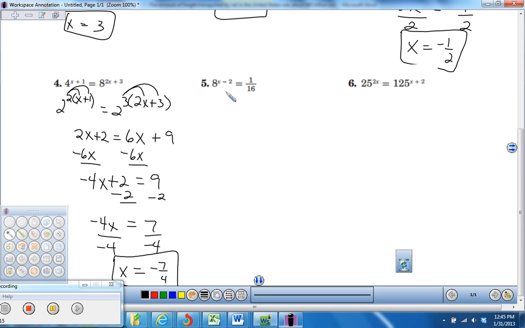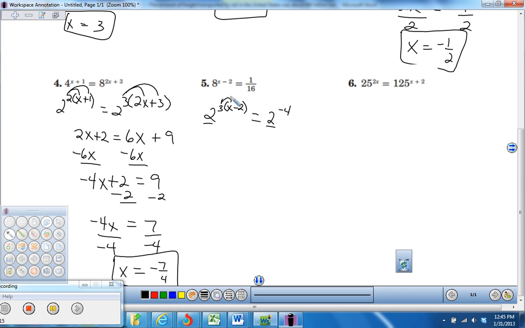Okay, now for number 5, okay, they don't have the same base. There's a temptation maybe to try to make it 16, but you can't. If you square 8, you don't get 16, you get 64. So we're going to write this in terms of 2. So 2 to the 3rd power replaces the 8. Okay, and then here we can write this with a negative exponent as 2 to the negative 4, because 2 to the 4th power gives us 16. And now we have the same base, so we can put our exponents equal to each other.